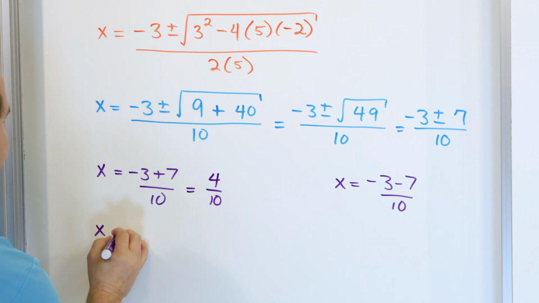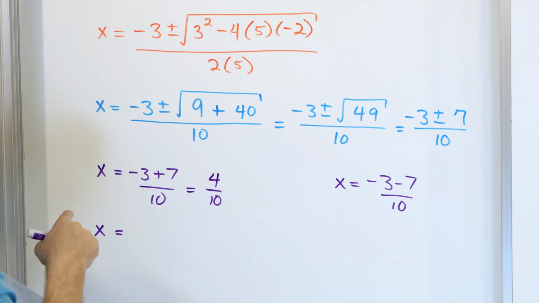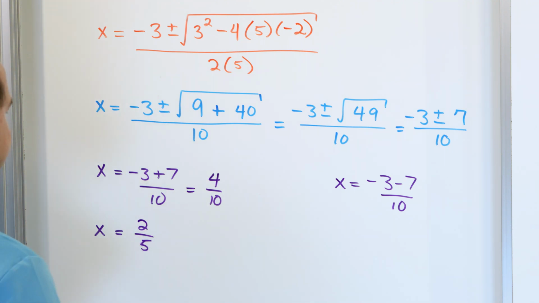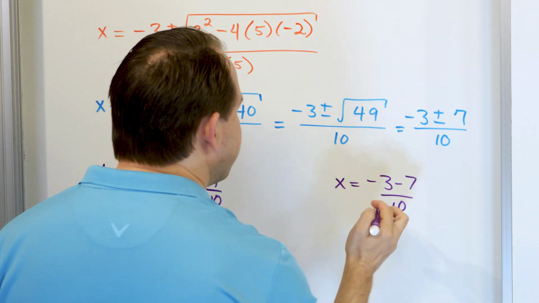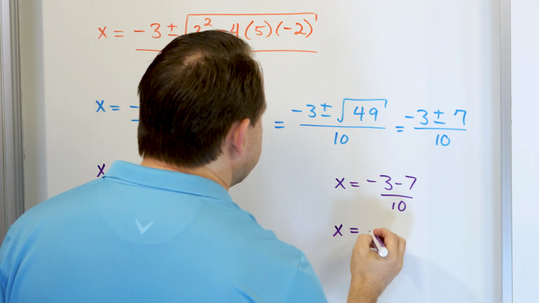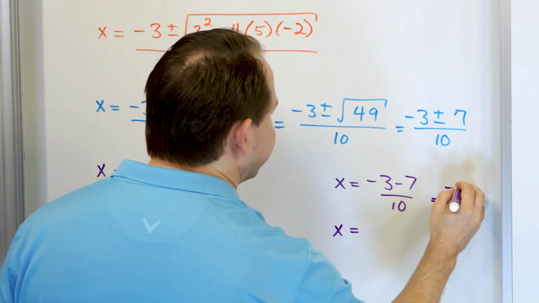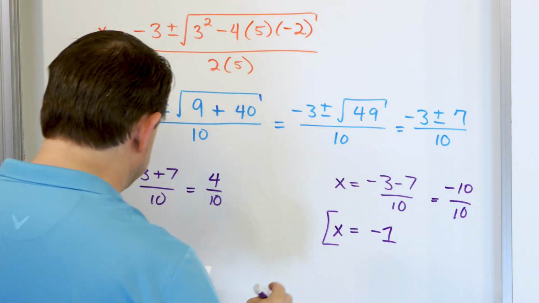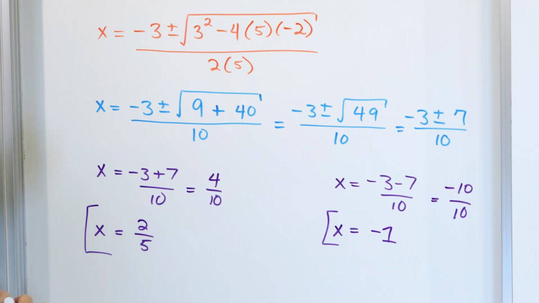And if you divide both of these by 2, 4 divided by 2 is 2. 10 divided by 2 is 5. So you get 2/5 right there. So we think that is one of the answers. And then over here, negative 3 minus 7 is going to be negative 10 over 10. And when you divide those out, you get negative 1. And that's the other solution. So let me check myself. Negative 1 and positive 2/5.